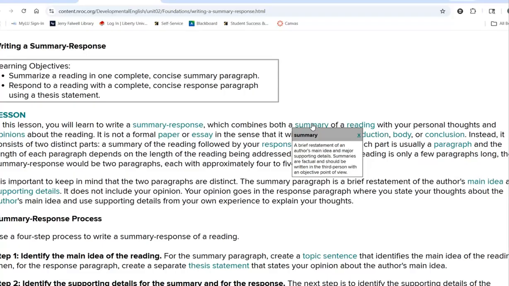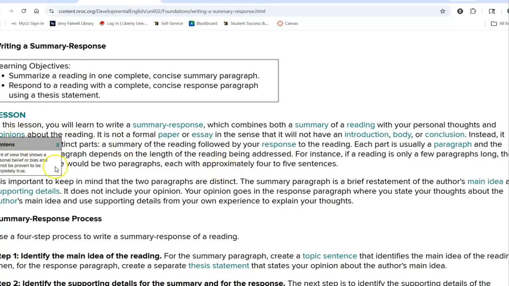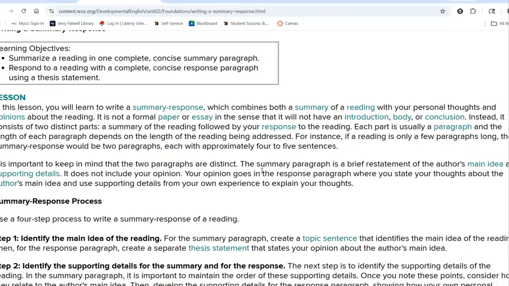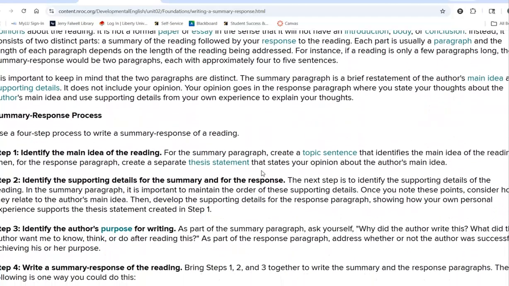And so you're going to write a summary paragraph of an article, and it needs to be shorter than that article, like significantly shorter, and just capture those main points. So keep in mind that a summary is a brief restatement of the author's main idea and major supporting details. You don't give all the minor details, just the biggest, most important stuff. And then in the second paragraph, you're going to give your opinions about the reading. And remember, the opinion is your personal point of view, your personal belief about the topic. Okay? Now, each paragraph should be 4 or 5 sentences long.